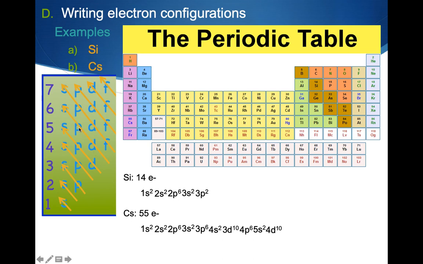Next would be 5p, but p's have 3 orbitals, so 6 electrons. I'm at 5p, so next would come 6s. But we had 7 electrons. Remember, we were at 48, so now I'm at 54. So then I only have 1 electron left. So even though that 6s could hold 2 electrons, I only have 1 electron left.